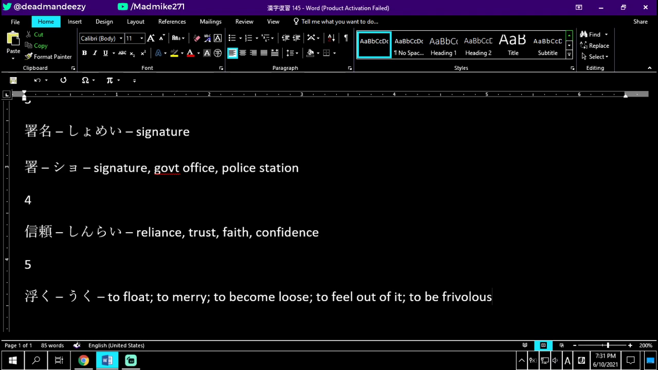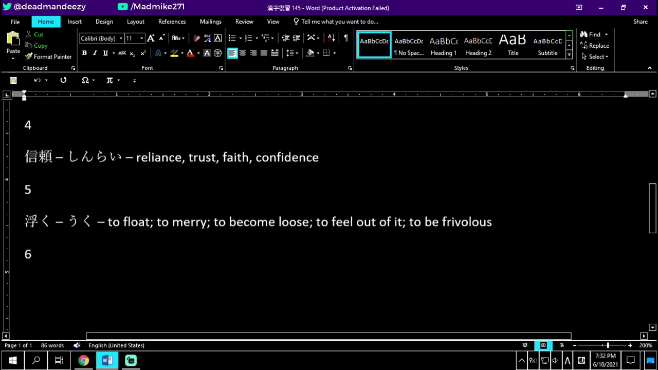I think that's enough. We get the main idea. Uku is to float. Uku. Water on the left side, and the claw of a young person. Uku is number 5.